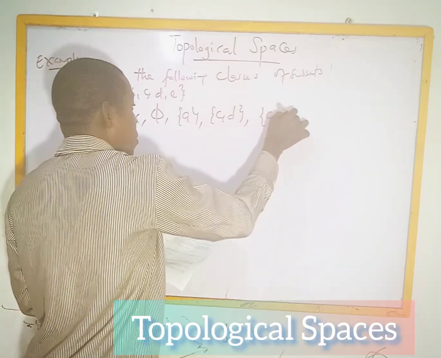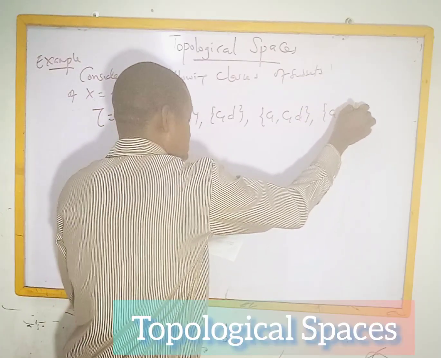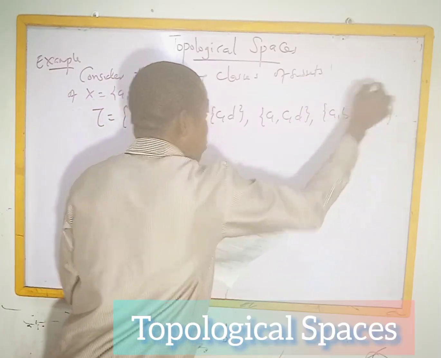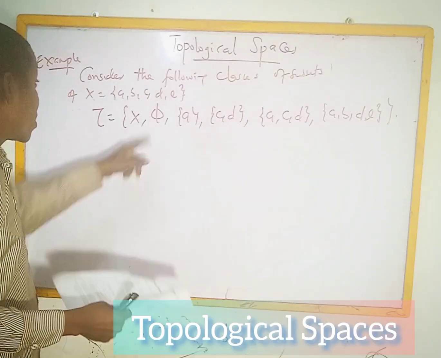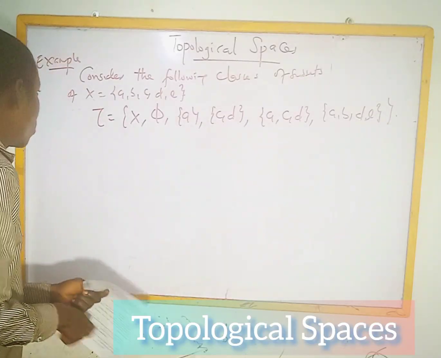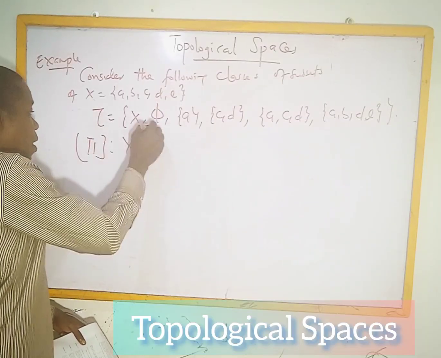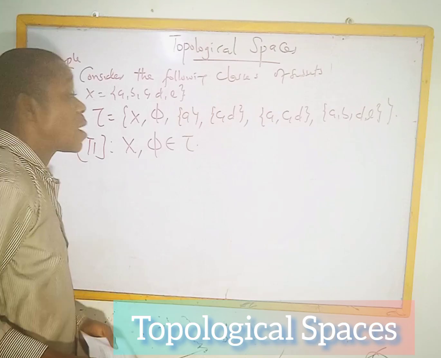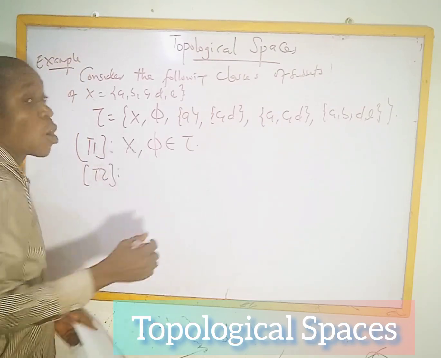Now A, C, D together with what? A, B, D, E. Look at this member of the topology now. Does this one form a topology? Let's check. Condition 1 is true. The empty set and X are members of it. Condition 1 is always true. Now let's check condition 2, whether condition 2 also holds.